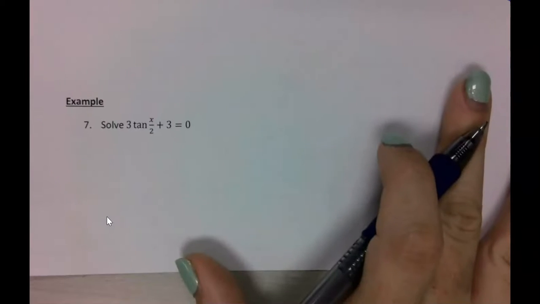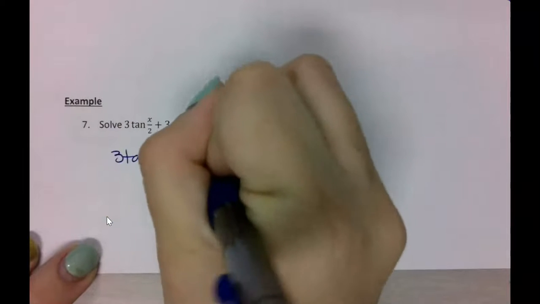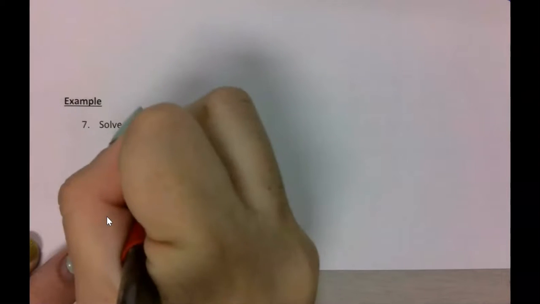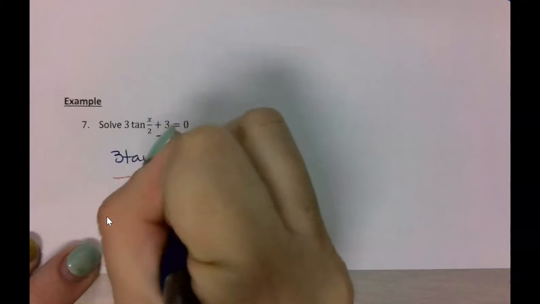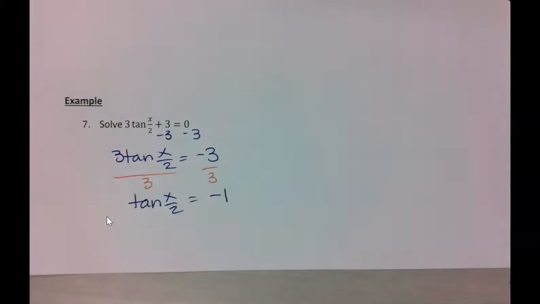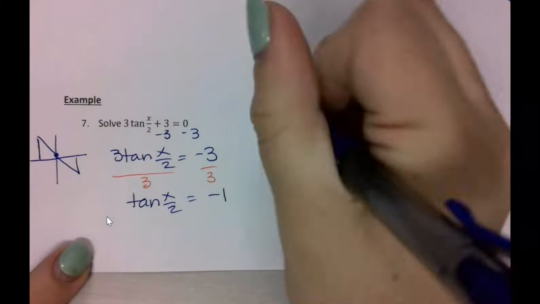So same idea on number 7, except this time I'm dividing by a number, so I'm going to solve it like normal. I'm going to subtract 3 on both sides. I have 3 tangent x divided by 2 equals -3. Then I want to divide both sides by 3, which gives me tangent x over 2 equals -1. This one is on my chart. Tangent is +1 at pi fourths, but tangent is negative in these two quadrants. So this rule is going to be pi minus the pi/4.